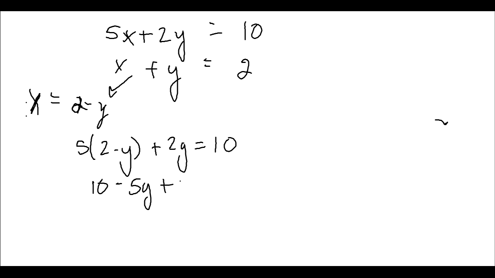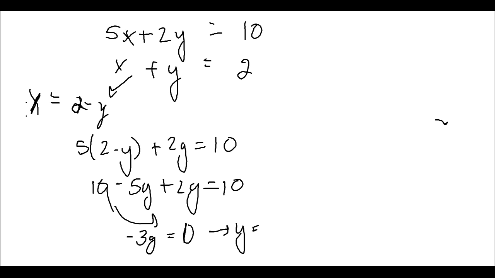Go ahead and solve this guy. So I bring that 10 to the other side. I have negative 5 plus 2y is negative 3y equals 0. So y is equal to 0. And then from there you plug back into the second equation. Okay, so that's one method.